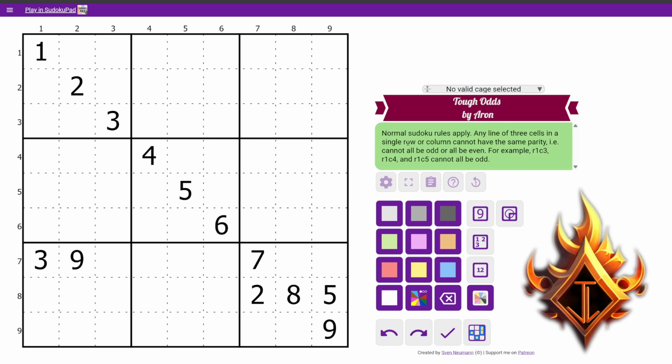The rules are normal Sudoku rules. That's 1 to 9 in every row, column, and 3 by 3 box. Any line of 3 cells in a single row or column cannot have the same parity. Any line of 3 cannot all be odd or even. For example, row 1, column 3, row 1, column 4, and row 1, column 5 cannot all be odd.